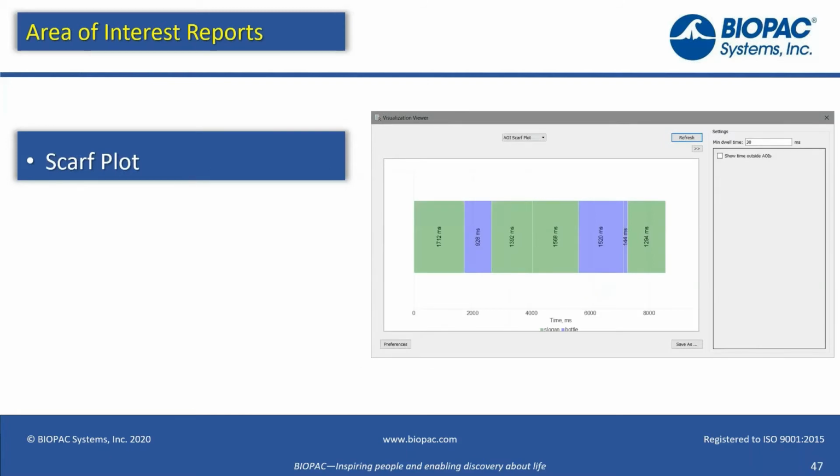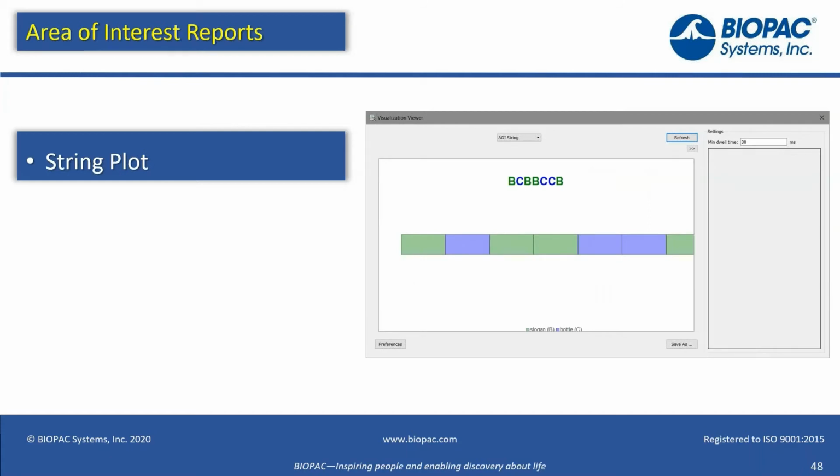We have a scarf plot. This basically provides you with the pathway the user took with regards to the areas of interest, and then we give the dwell time for each area of interest before the eye moved on to another area. And then the string plot is basically the sequence of areas of interest that were hit during the time the image was presented to the participant. So no time associated with this one, just the sequence of areas of interest.